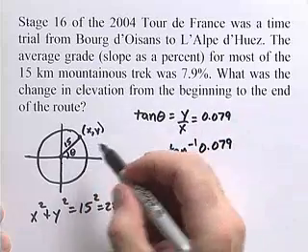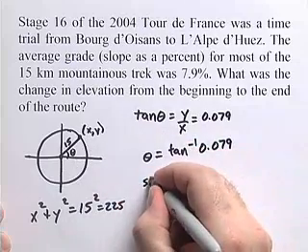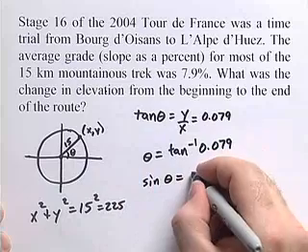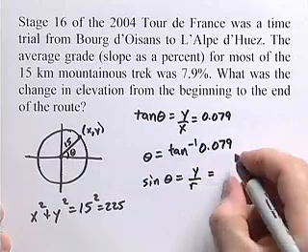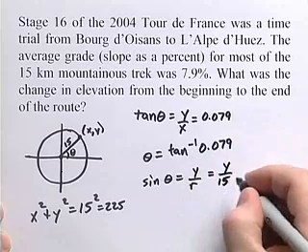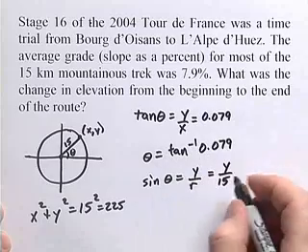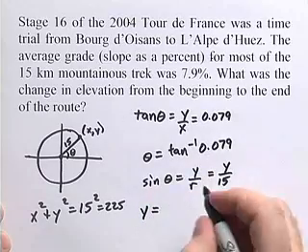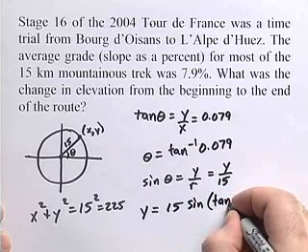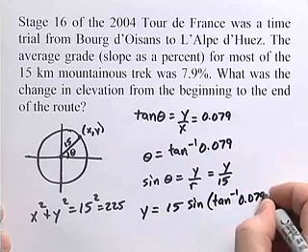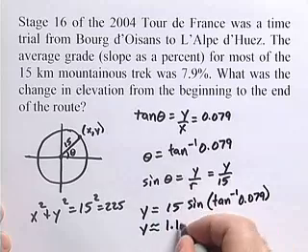Now we're really looking for the change in elevation, so we need the y coordinate here. We know that the sine of theta is equal to y over r, and we know that the radius is 15, so that's y over 15. We've got theta is equal to tangent inverse of 0.079. So we'll get that y is equal to 15 times the sine of tangent inverse of 0.079. And if we evaluate that, we'll get that y is approximately 1.18.